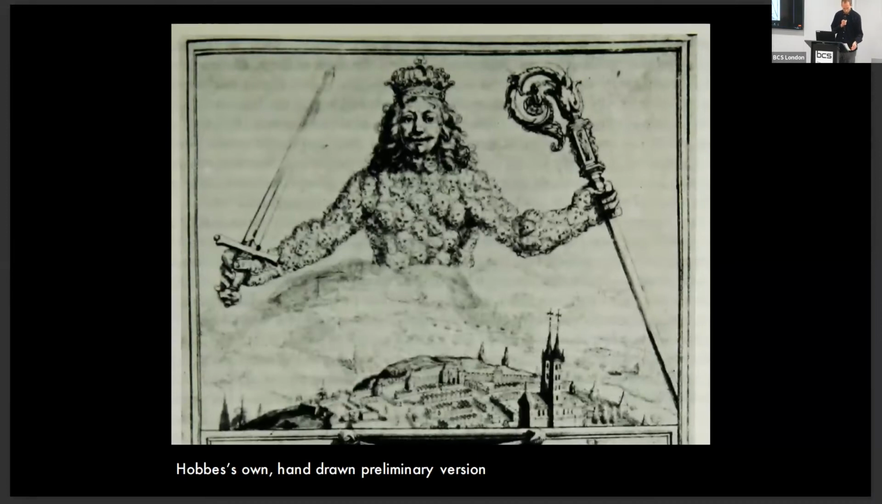In Hobbes's own preliminary drawing, which is what you can see on the screen, the monarch is made up of little heads facing out. Perhaps this was toned down for publication, as it's a much more grotesque, darker, and even more dehumanizing image of the relation.